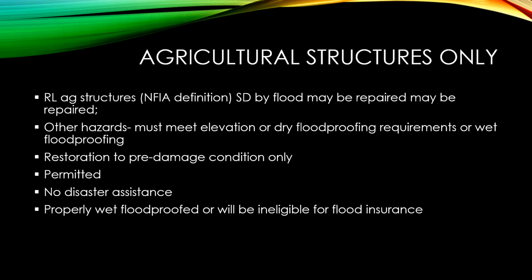If there's a repetitive loss ag structure, it can be repaired to its pre-damage condition as long as it's still wet floodproofed or dry floodproofed or elevated. And then there's no disaster assistance for that. If it's not properly wet floodproofed, then it wouldn't be eligible for flood insurance. And that goes for anything that we can wet floodproof, it has to be in compliance. It also has to be walled and roofed. So for both accessory and agricultural structures, we're looking for at least 2 rigid walls and a secured roof.